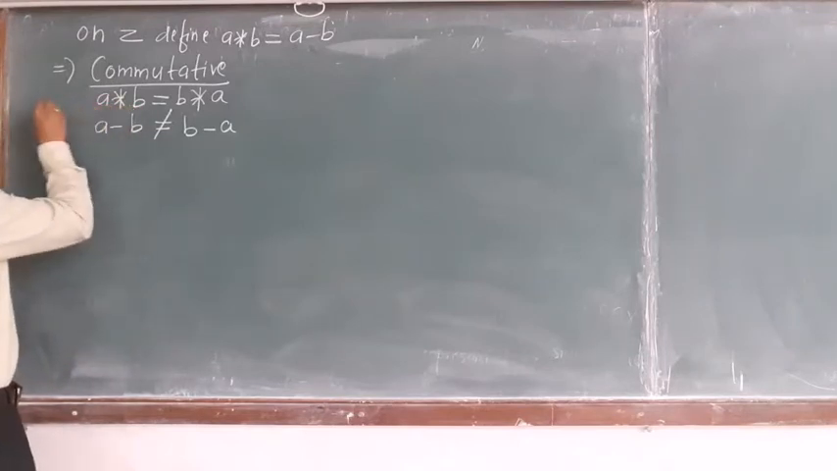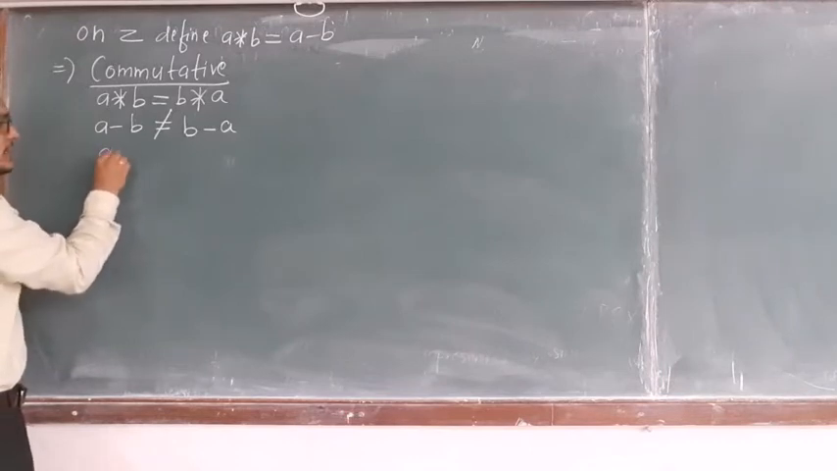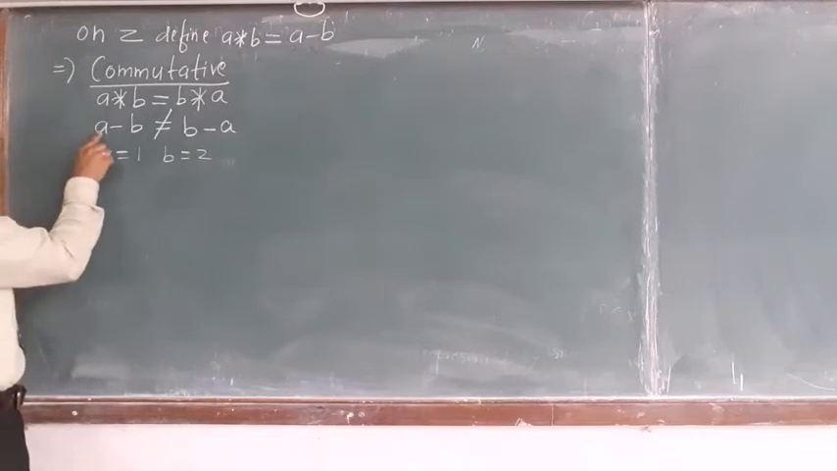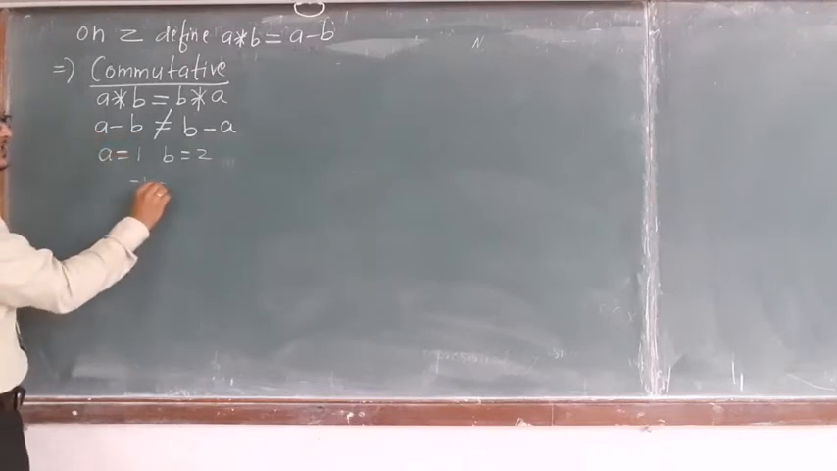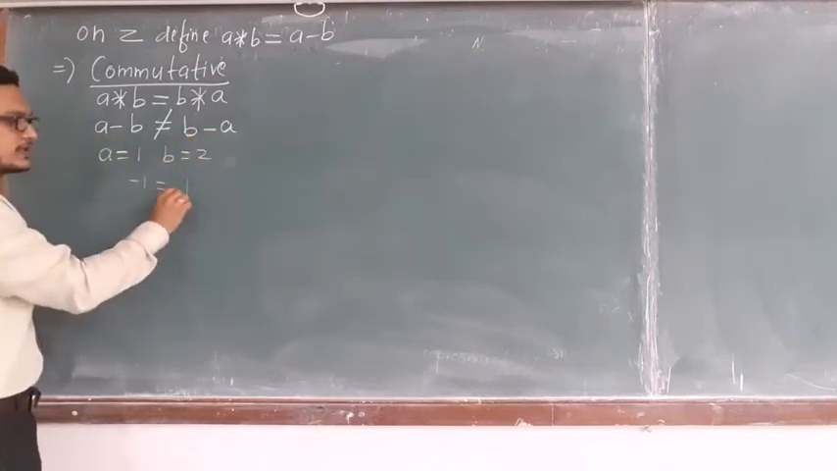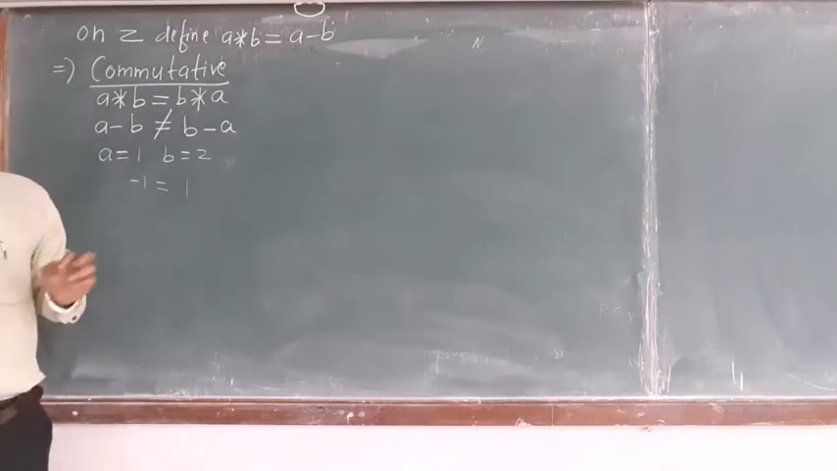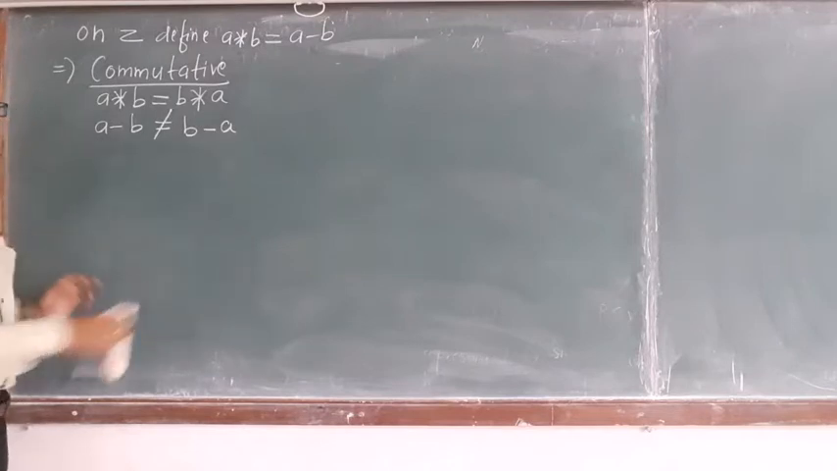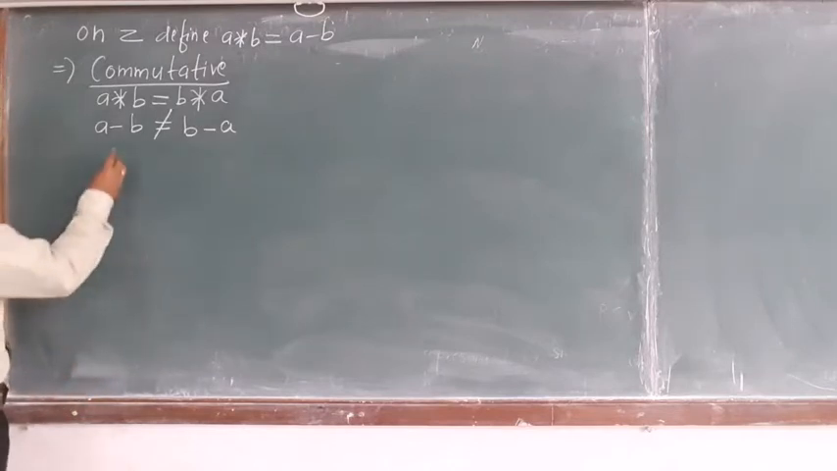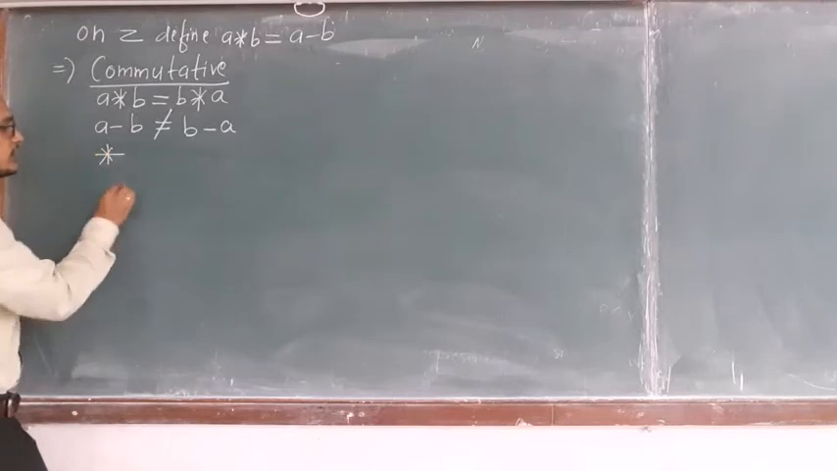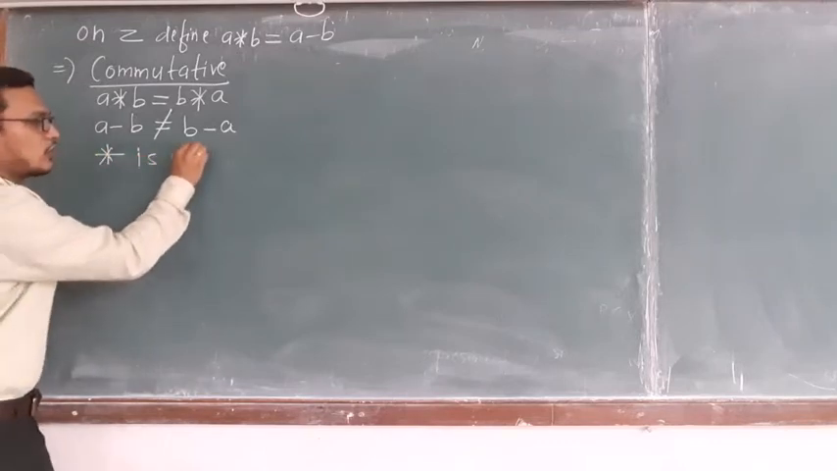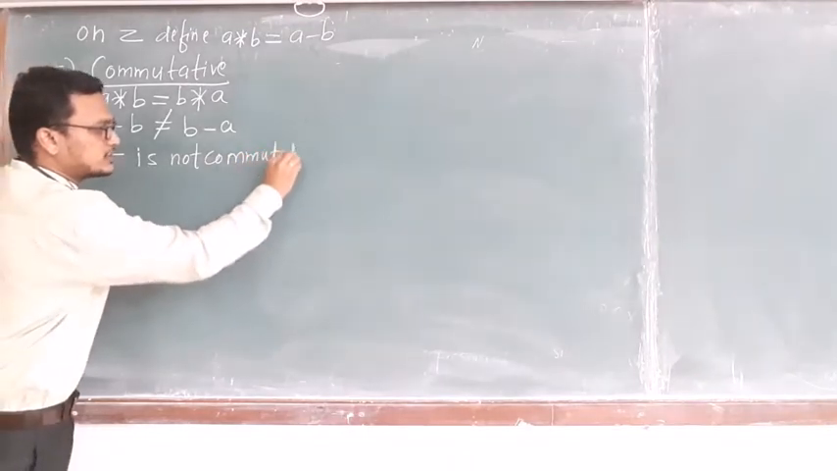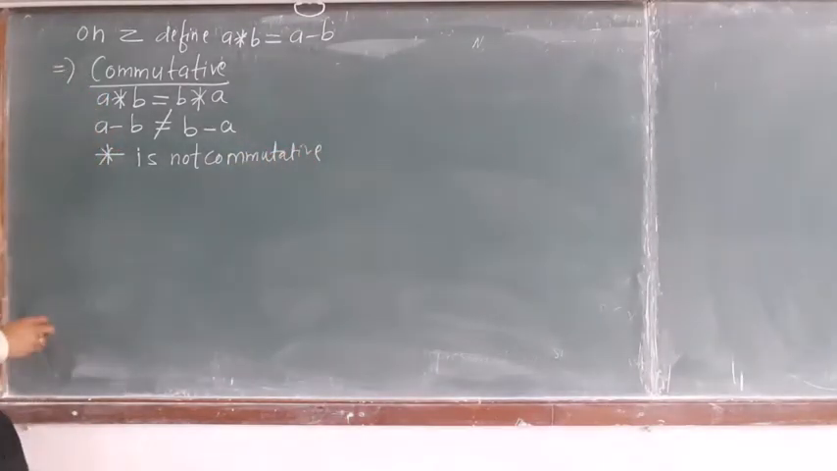Suppose I take a is 1 and b is 2. 1 minus 2 will be minus 1. Here 2 minus 1 is plus 1. So minus 1 is not equal to plus 1, therefore it is not equal. If it is not equal, then you can conclude that star is not commutative. This is the first property.